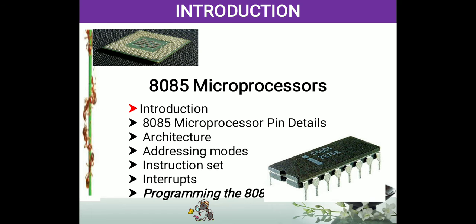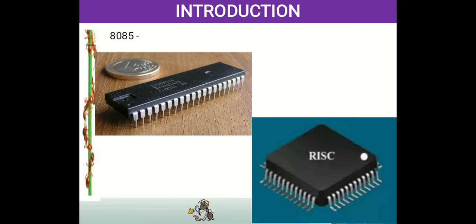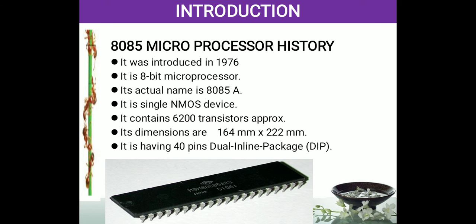Now we will see the microprocessor. Here I am going to discuss the 8085 microprocessor. Okay, 8085 is the code number given for that processor. Now, this is the simple structure of a microprocessor. It can be a rectangular type, or it can be a square type also.